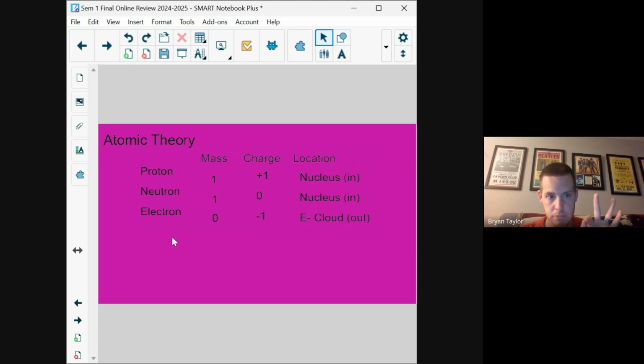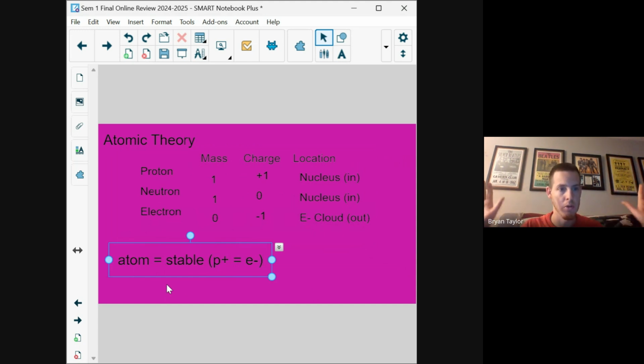Three keywords. Okay, atom, stable, protons equal the electrons. Okay, normal, stable, everything is good. 5 protons, 5 electrons. 7, 7, 10, 10, 12, 12, 80, 80, 73, 73. No charge. Okay, charge is 0.